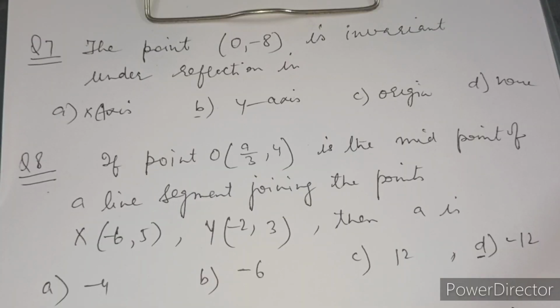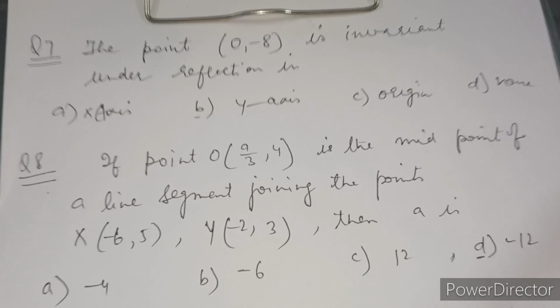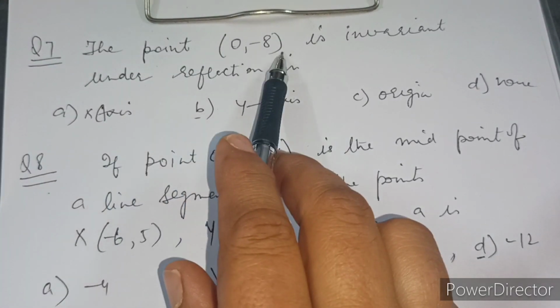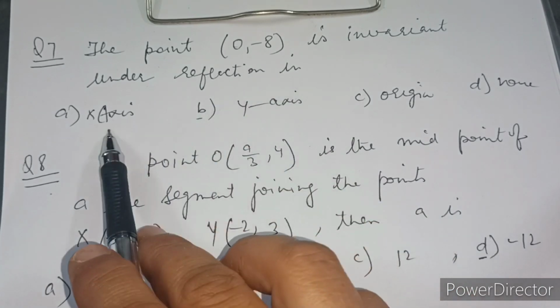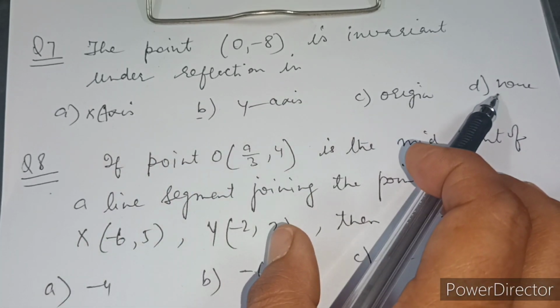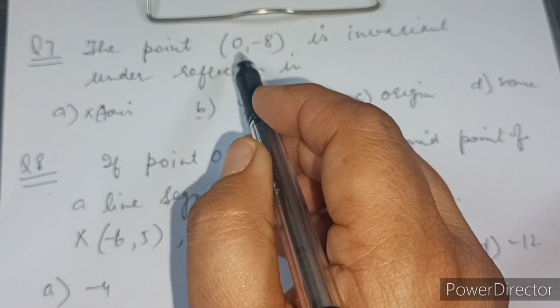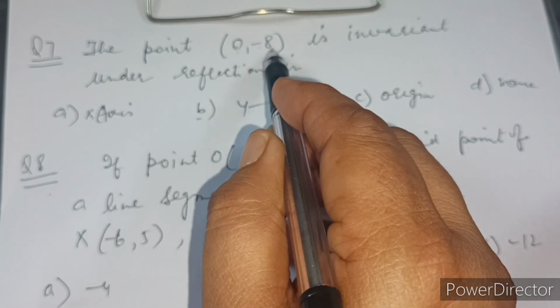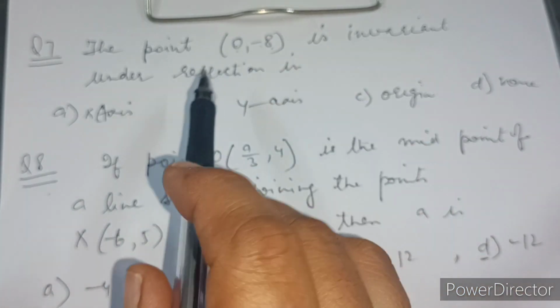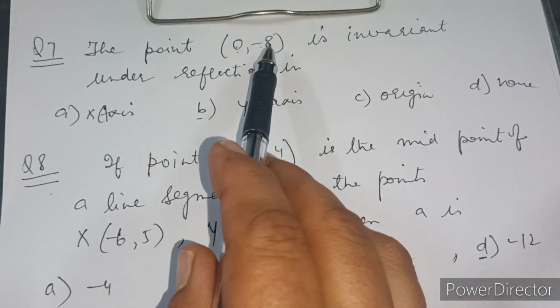Now the next question is coming from the invariant points only. The question is, point (0, -8) is invariant under reflection in which axis? X-axis, y-axis, origin, or none of them. It will remain invariant only when 0 remains 0 and -8 remains -8. Which means we don't want to change the sign of the y part.